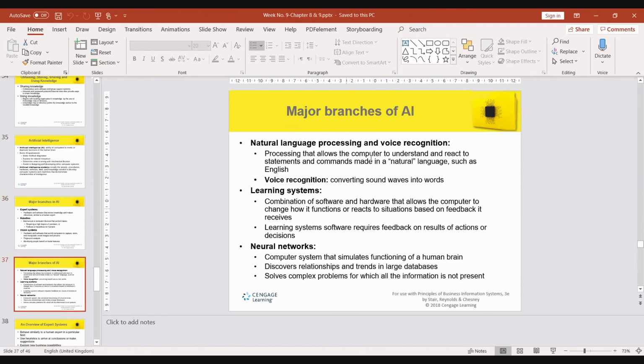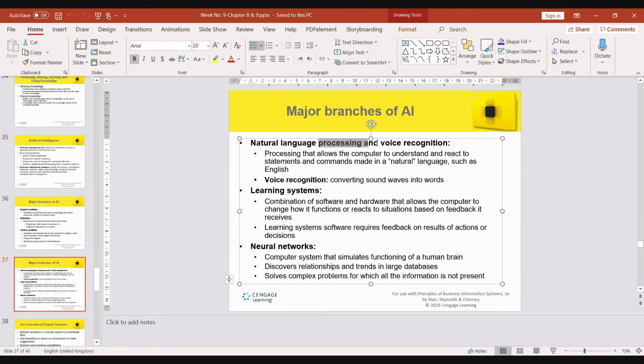Some other major branches are natural language processing and voice recognition. Can you give me an example for this natural language processing? Siri or Google. Yes, the sound waves turn into words. This is voice recognition. Okay, it's a good example.